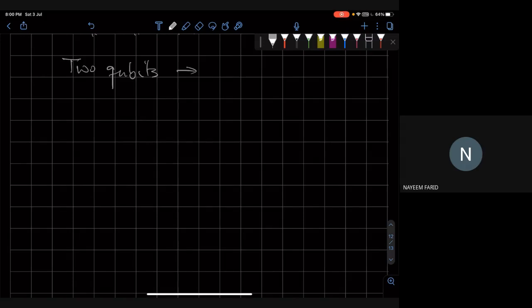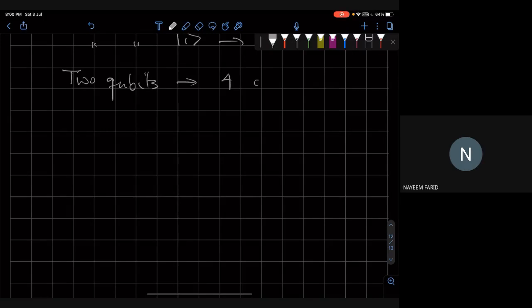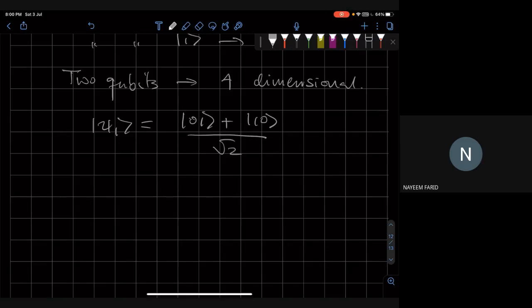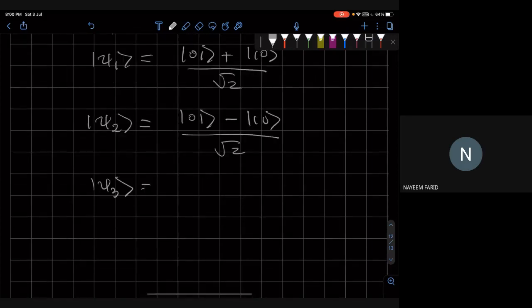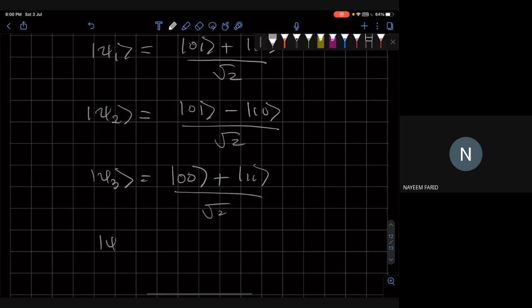So for these 2 qubits, the combined Hilbert space will be 4-dimensional. And the state that we saw, 0,1 plus 1,0, forms part of a basis for this 4-dimensional Hilbert space. The other states are 0,1 minus 1,0, and then say psi 3 is 0,0 plus 1,1, and then psi 4 is 0,0 minus 1,1.